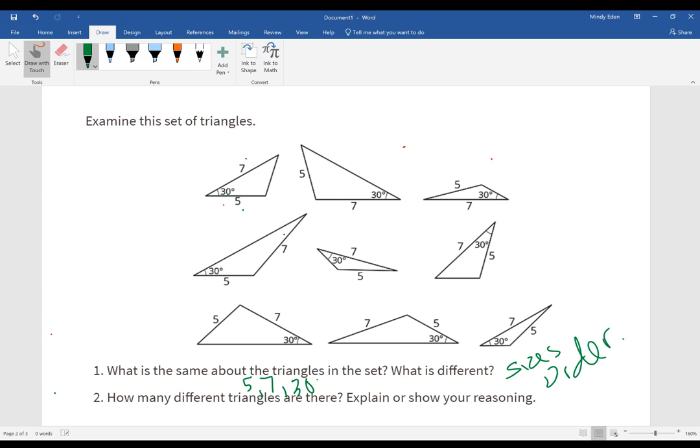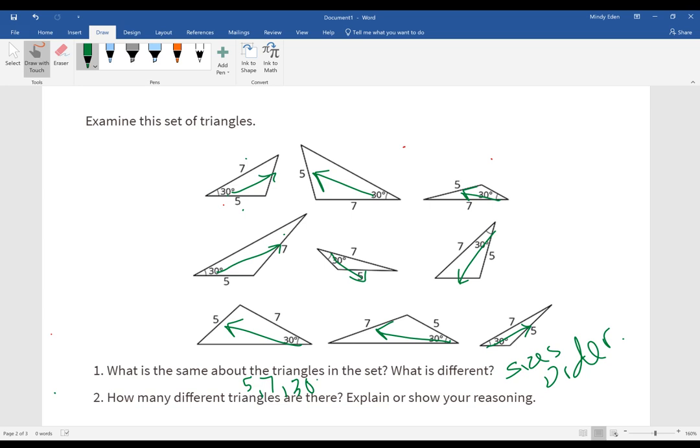Okay. So, question number 2 is going to be a lot harder, but it's really important for you to be able to tell. How many different triangles are there? So, the first thing you should always do is whatever angle that's given, you always want to look at the side that's across from it. What I mean by across is like this 30 degrees is not touching that side of 7. This 30 is not touching the 5, this 30, that 30, and you always want to look across. That's the relationship.